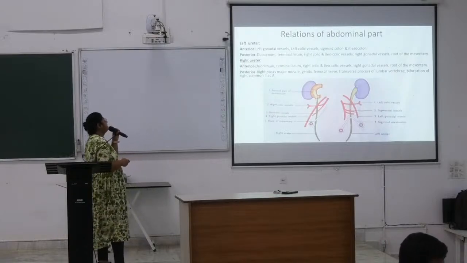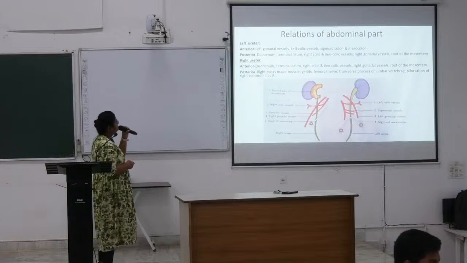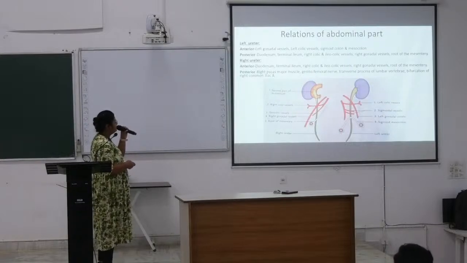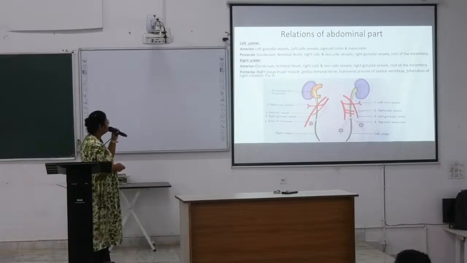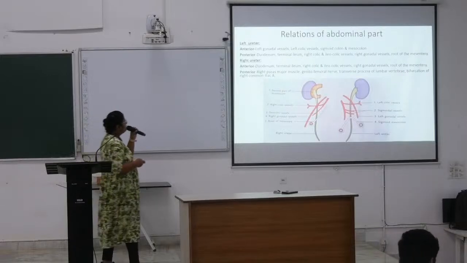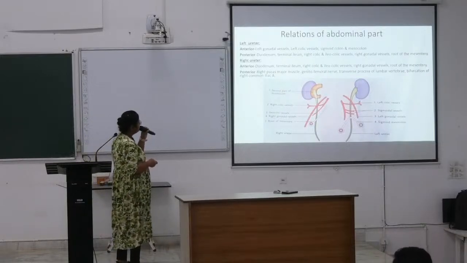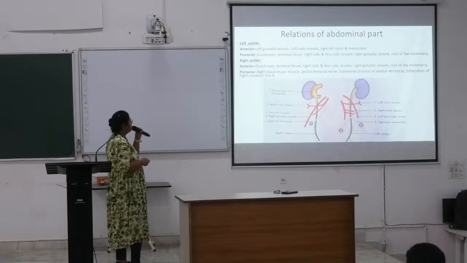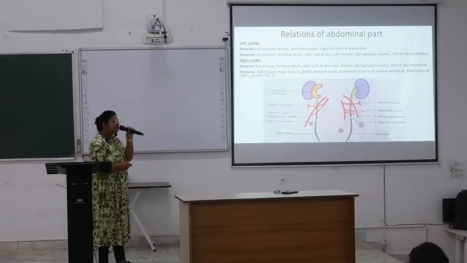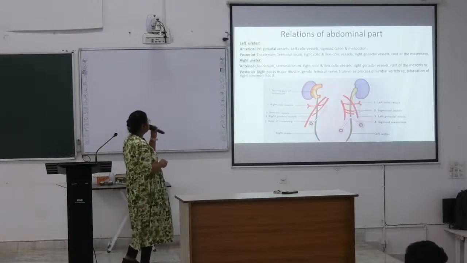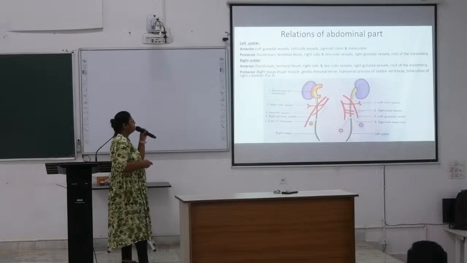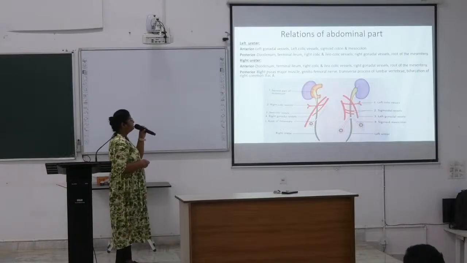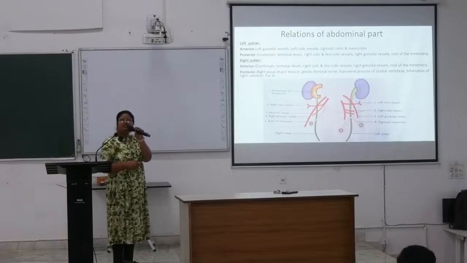These are the relations. And for the right ureter, anterior relation is duodenum. See here, this is the second part of the duodenum. Terminal ileum, right colic, ileocolic arteries. Here is the right colic. Here is the ileocolic arteries. Right gonadal vessel, this is the gonadal vessel, and root of the mesentery. These form the anterior relation of the right ureter. And posterior relation is right psoas major muscle, genitofemoral nerve, transverse process of lumbar vertebra and bifurcation of right common iliac artery. These form the posterior relation.